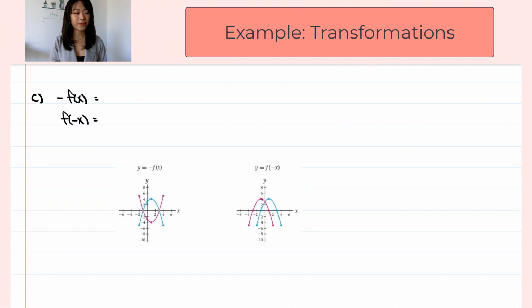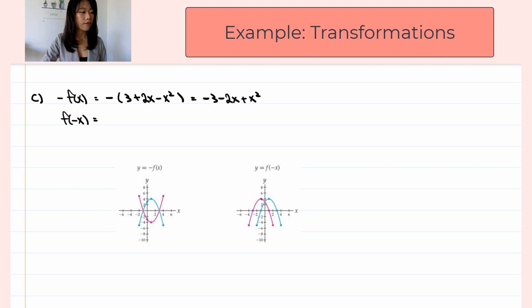Now look at the last part. Here we have two other transformations, negative of f of x and f of negative x. By looking at the functions, we know that this type of transformation is reflection. The first one is a reflection about the x-axis, and the second one is a reflection about the y-axis. Now let's find the equations for the functions. The first one has a negative sign in front, so negative of (3 plus 2x minus x squared), which equals negative 3 minus 2x plus x squared.